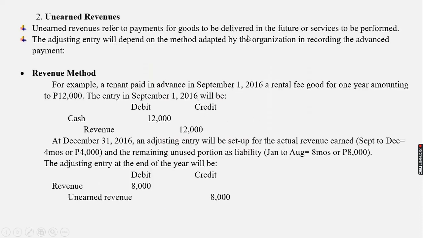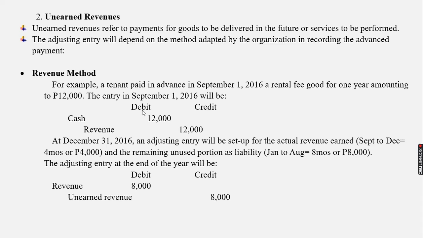Number 2 is unearned revenue. So, unearned revenues, parang itong pautang mo, ay pinautangan, ikaw pa itong nakautang sa kanila, 'di ba? So, unearned revenues refer to payments for goods to be delivered in the future or services to be performed. So, pinayaran niya in advance yung goods or services na i-deliver mo in the future. So, binayaran na niya. So, parang ikaw yung nakautang ngayon sa kanya. So, that means unearned revenue. So, the adjusting entry will depend on the method adopted by the organization in recording the advance payment.